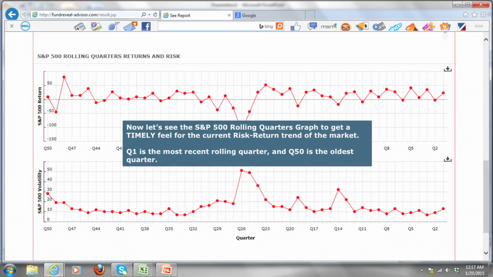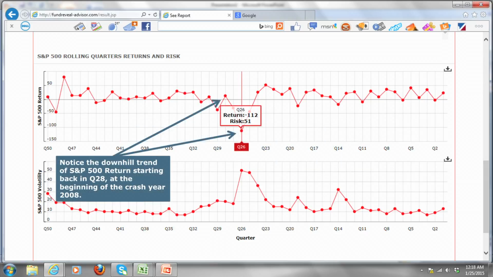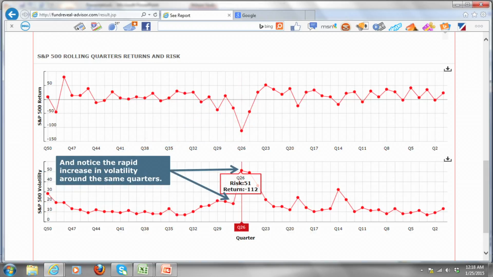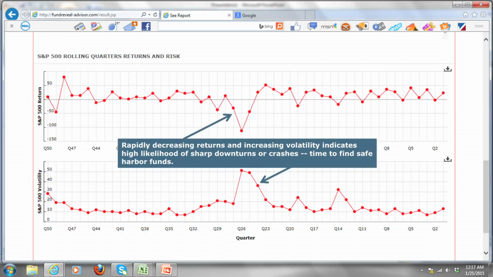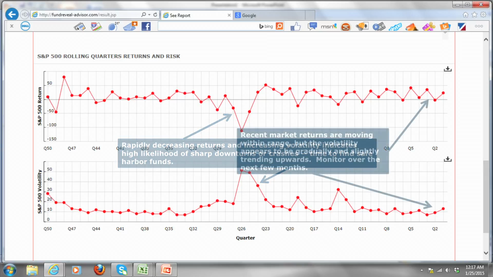Now, let's see the S&P 500 rolling quarters graph to get a timely feel for the current risk-return trend of the market. Q1 is the most recent rolling quarter, and Q50 is the oldest quarter. Notice the downhill trend of S&P 500 return starting back in Q28 at the beginning of the crash year 2008. And notice the rapid increase in volatility around the same quarters. Rapidly decreasing returns and increasing volatility indicates high likelihood of sharp downturns or crashes. Time to find safe harbor funds.